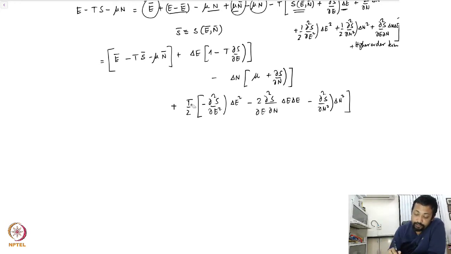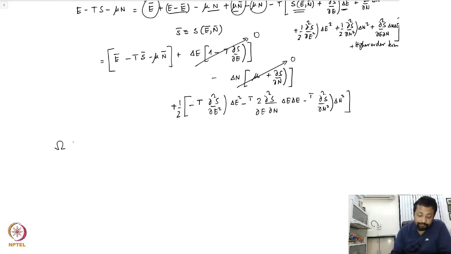In fact, we will also absorb T inside, so that we will recast this expression as T minus T by 2, T by 2 with a minus sign. Sorry, not the half. We'll keep the half outside so that the structure remains as a Gaussian fluctuation. Right? So your omega of this is 0 from the thermodynamic relation that we have calculated.